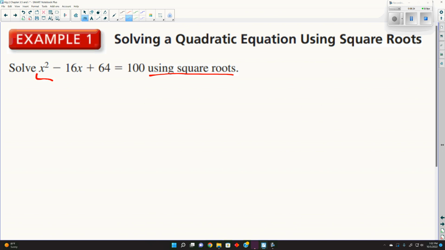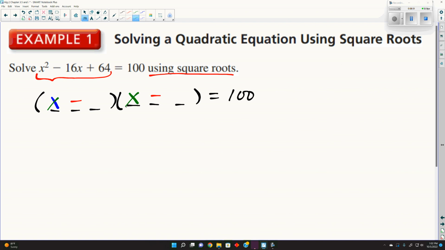Now, what we'll do first is we're going to factor this thing: x squared minus 16x plus 64. Yes, so we'd have our two sets of parentheses with x and x. Because the 64 is positive, our signs are the same and they match the sign of the middle term. Well, there's a good number of factors for 64, because we have 1 and 64, 2 and 32, 4 and 16.